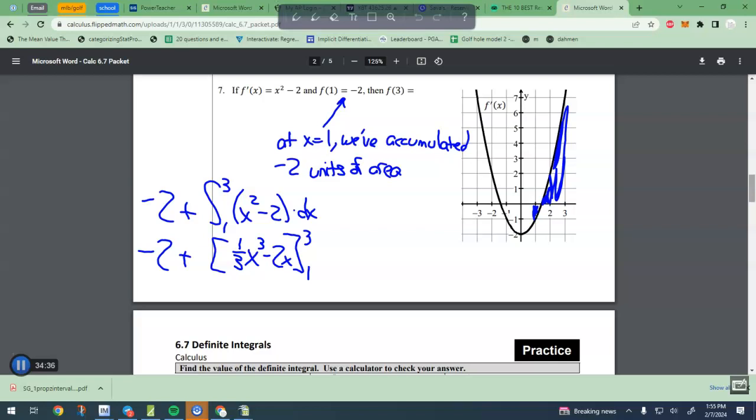I know that at 1, my value, let's say, okay, now if I want to know the value at 3, I need to know what I started with. And then how much area I accumulated between. And then add those two.